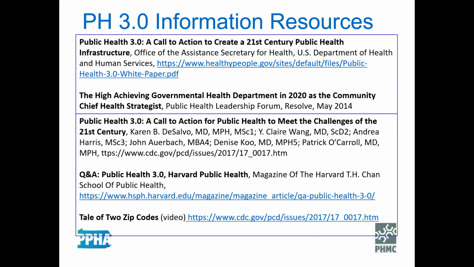Finally, these are the primary resources for Public Health 3.0. They're in the box at the top. The Public Health 3.0: A Call to Action to Create a 21st Century Public Health Infrastructure is the go-to report to learn about Public Health 3.0. The High Achieving Governmental Health Department in 2020 as the Community Chief Health Strategist is the report that focuses on the implementation of the Community Health Strategist role.